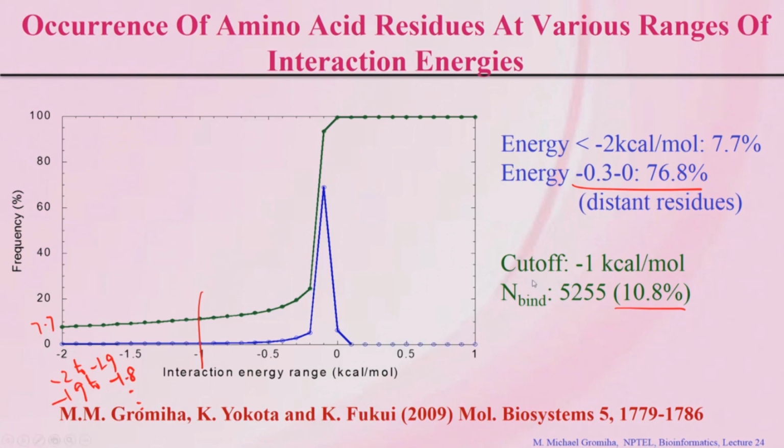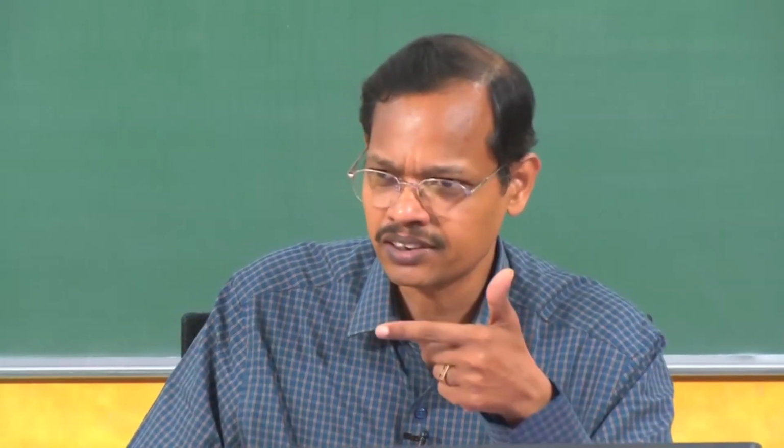So, here we get the data based on the energy. When you compare the data with the distance, because energy and distance are almost similar to each other, because energy values are computed with two types of interactions.